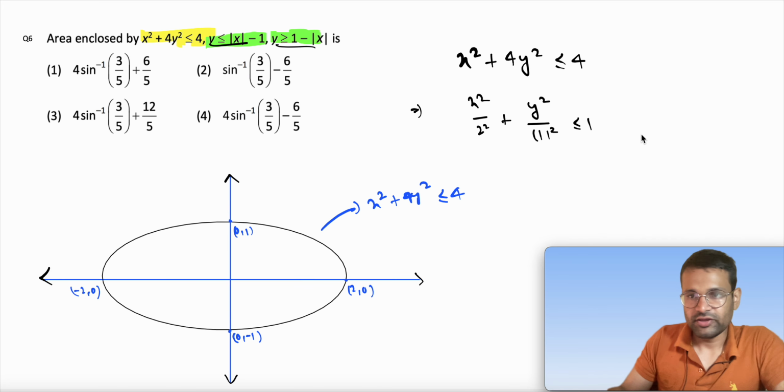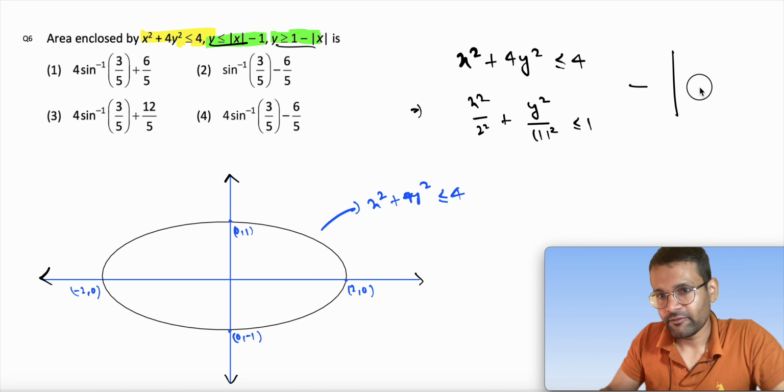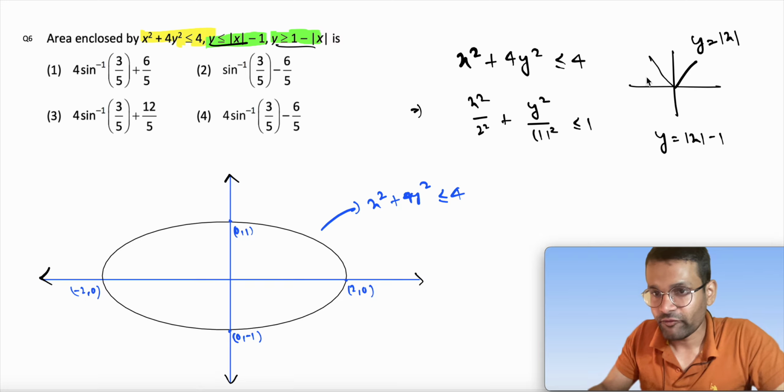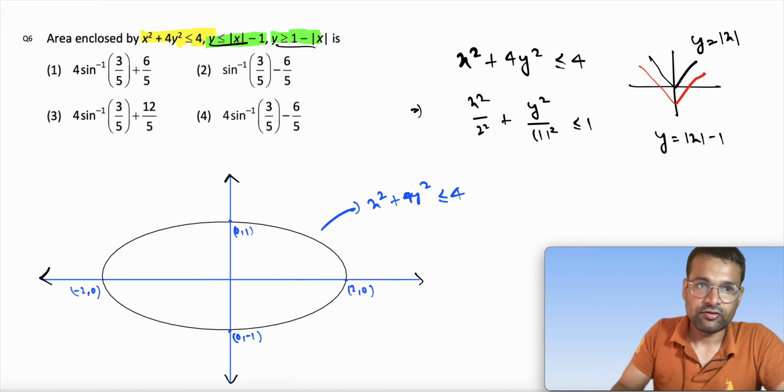Now you draw this line and this line. You know that the graph of mod x is this. Okay, this is y equal to mod x. Now when you need to draw y equal to mod x minus 1, then what do you do? Simply shift 1 unit, and do it here. Now you do a similar thing here.